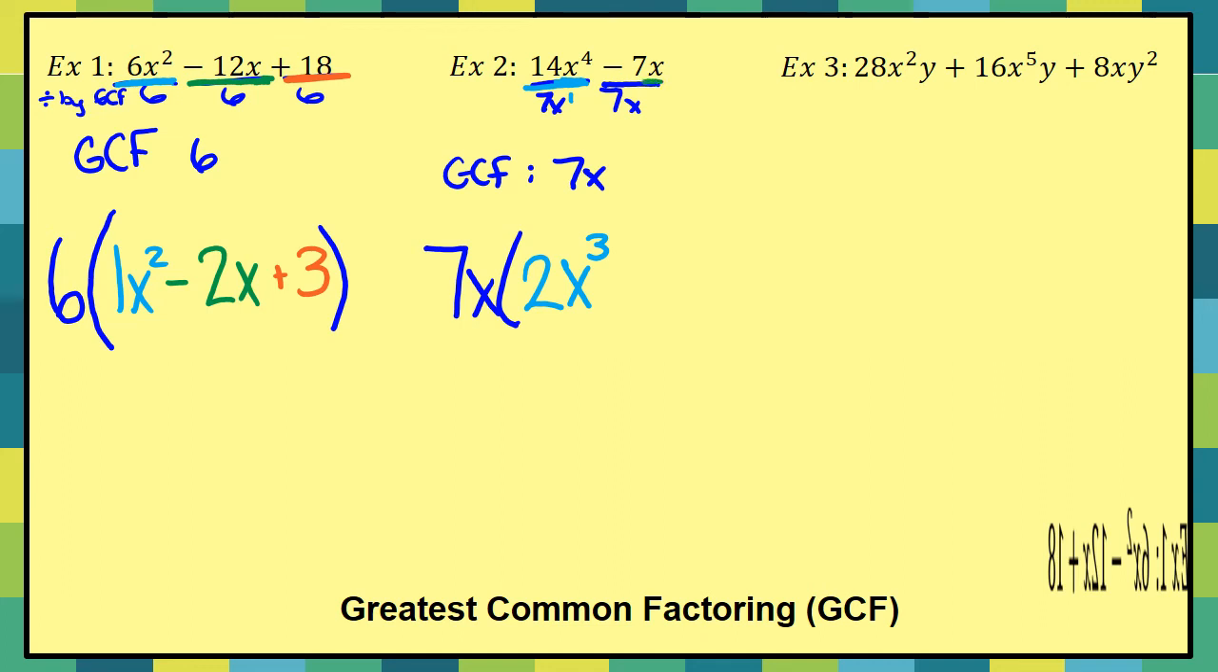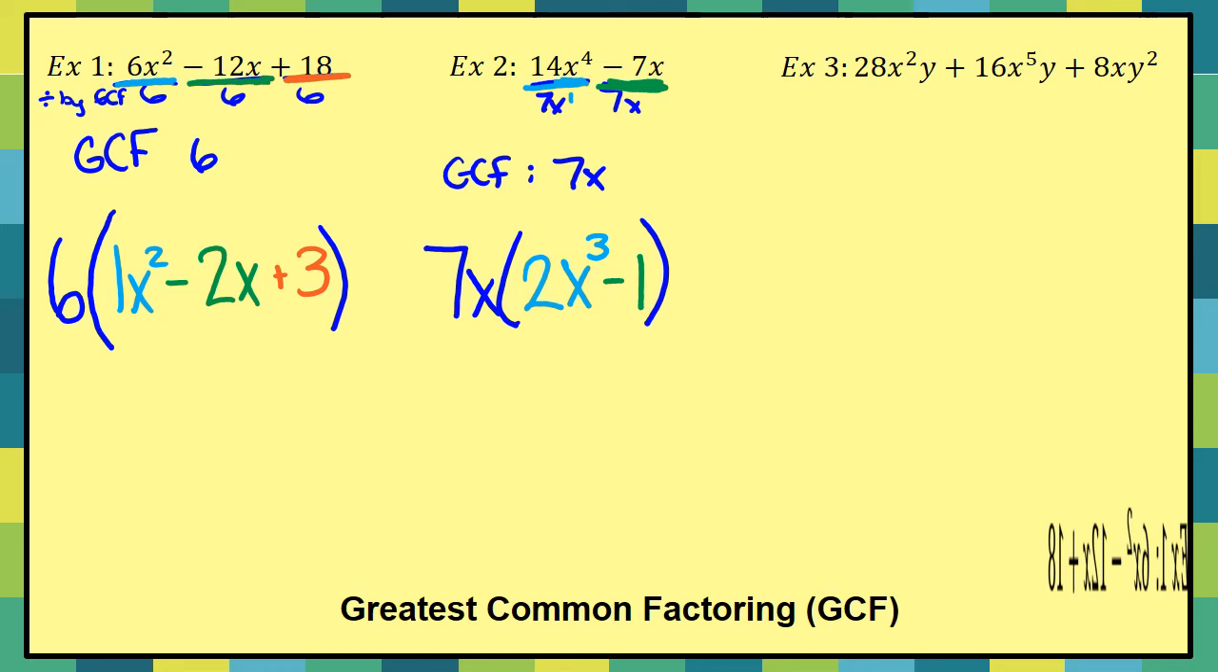And if I have negative 7 divided by positive 7, I have a negative 1. If I have x divided by x, if I take 1x away from 1x, I have none left. So the minus 1 is my final term. Let's take a look at this last one. How about this, you guys?